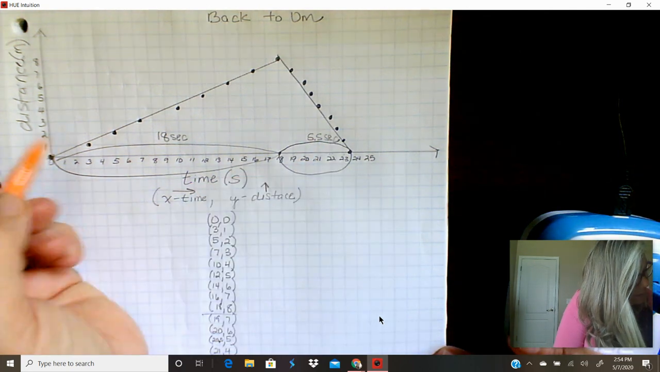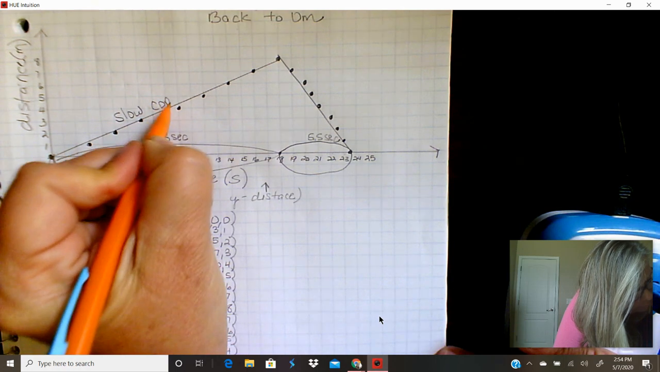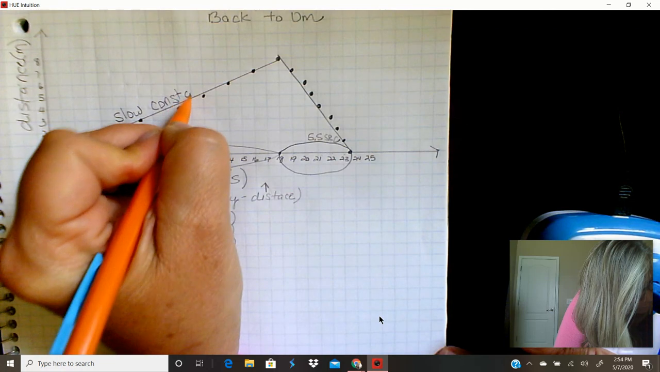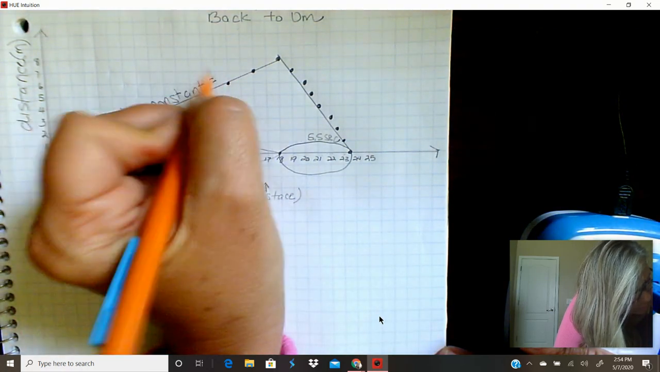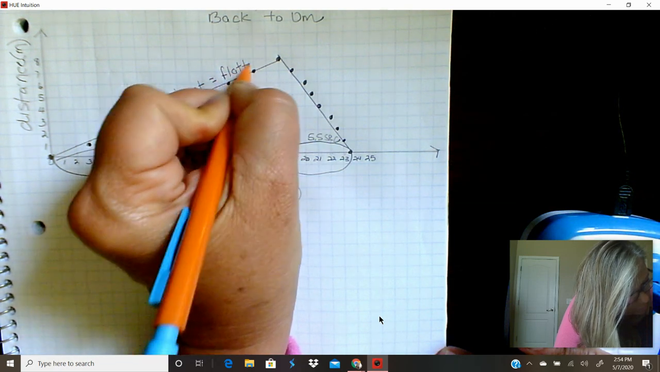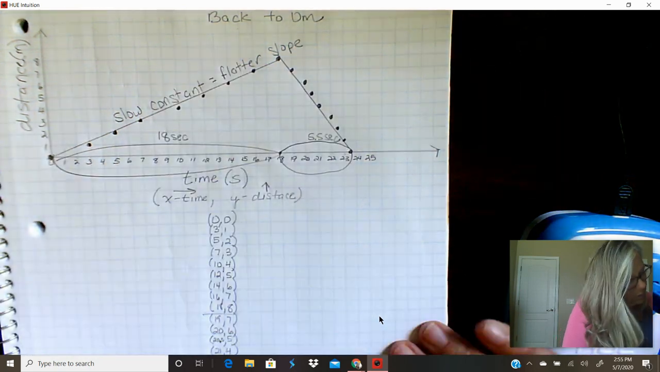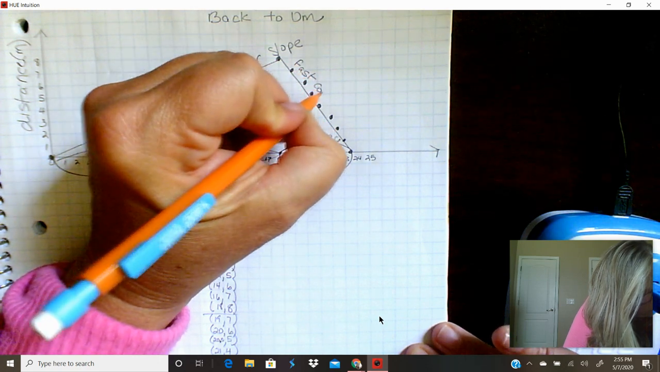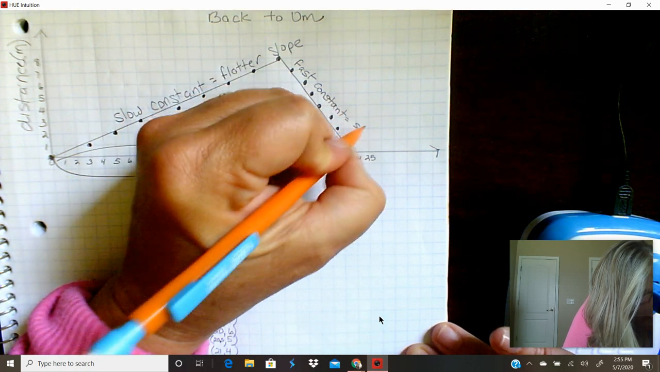18 seconds, right? Which gives us a slow constant speed, because it took him 18 seconds just to go 8 meters, which equals a flatter slope. Does that make sense? It's a flatter slope. And then a fast constant speed over here equals a steeper slope.